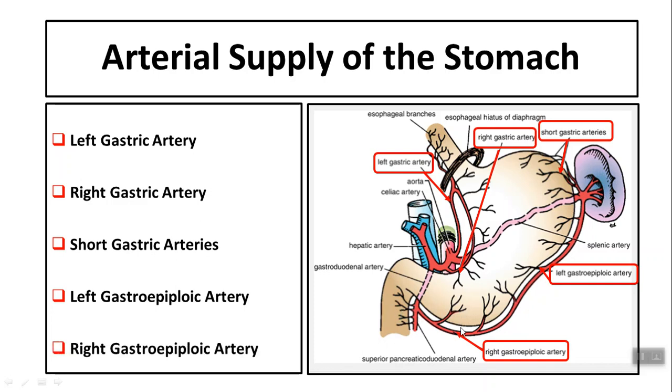The right gastroepiploic artery is a branch of the artery called the gastroduodenal artery. It passes in between the two layers of the greater omentum to anastomose with the left gastroepiploic artery. So in general, we can appreciate that the stomach has a rich blood supply, and it originates from the celiac trunk.